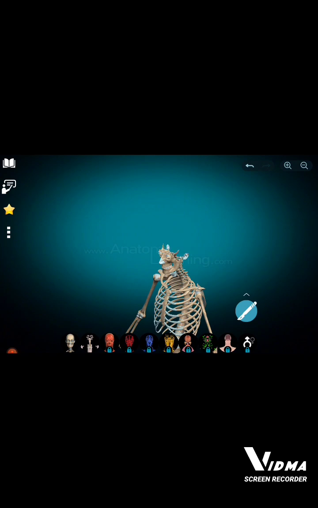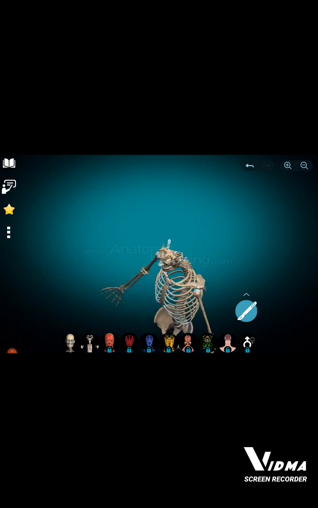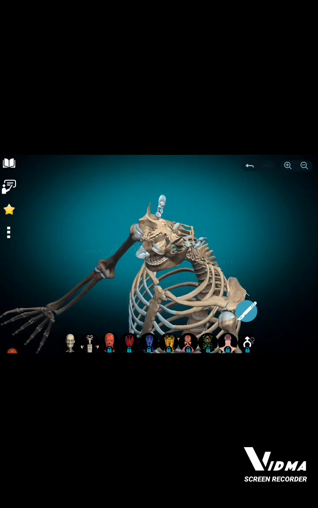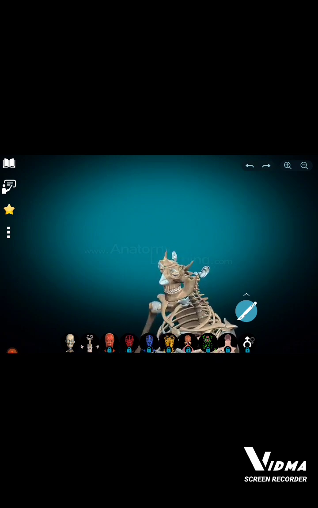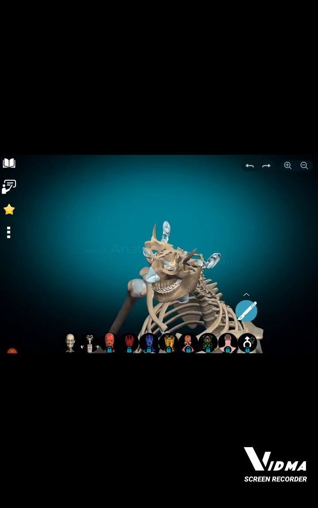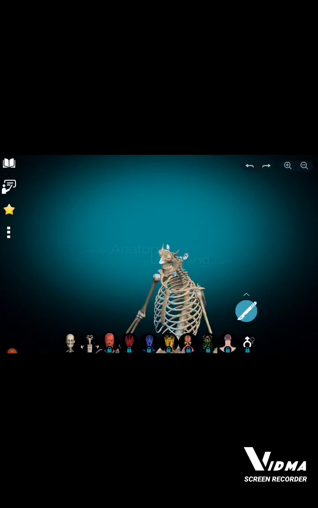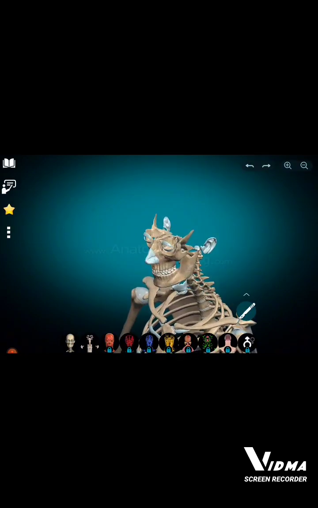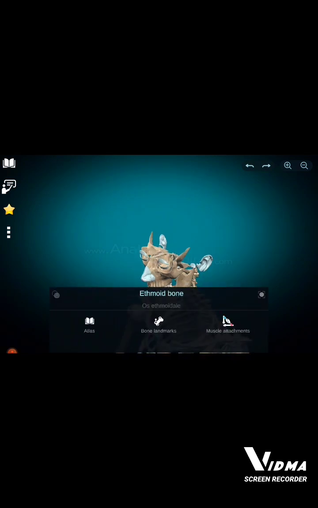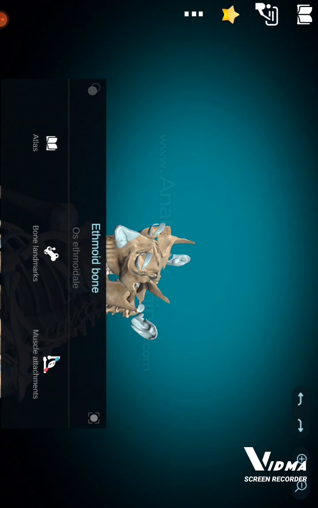So the ethmoid bone, this one. Ethmoid bone. Okay. So in total 8 cranial bones that form the cranium or brain box. Okay.